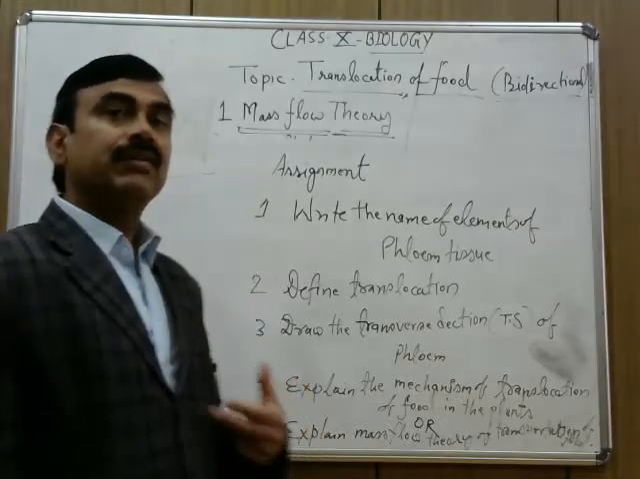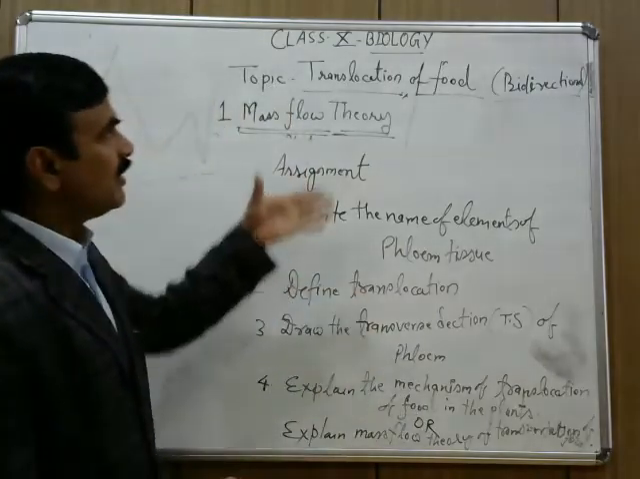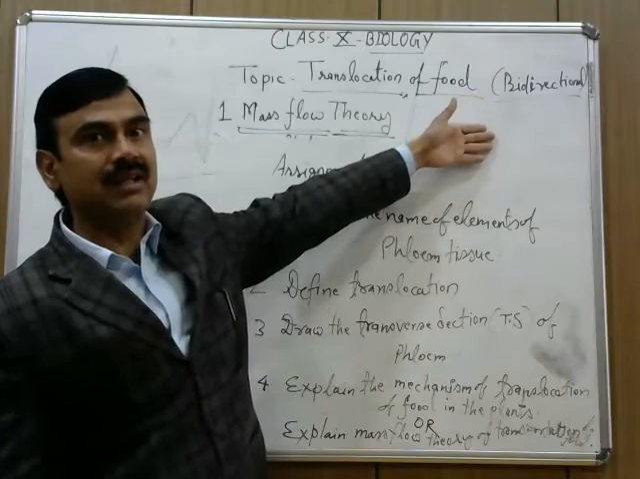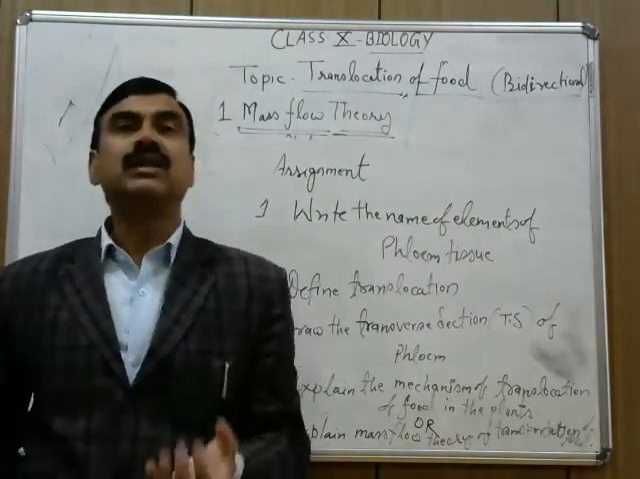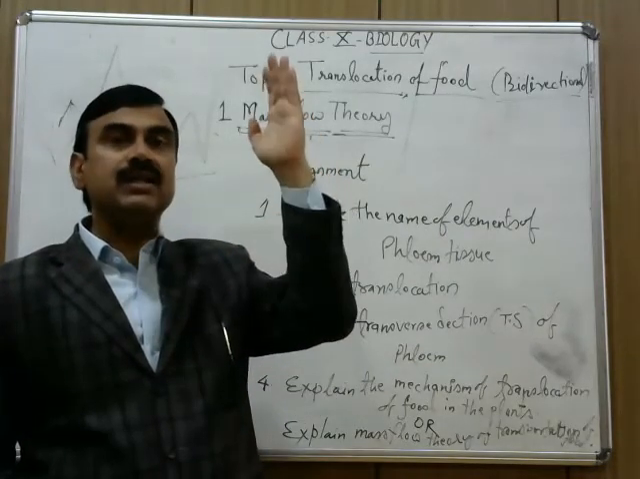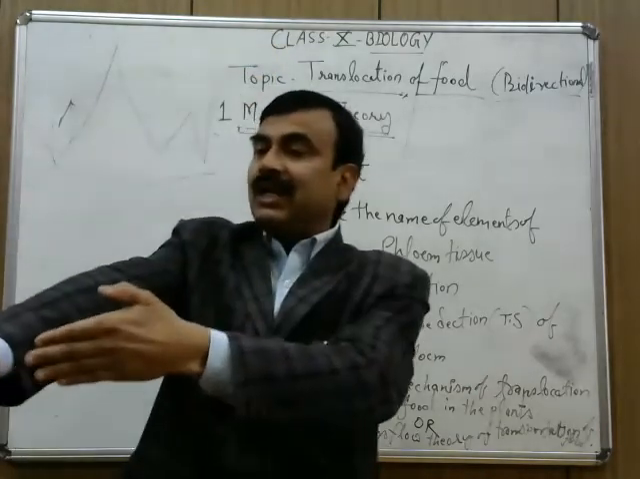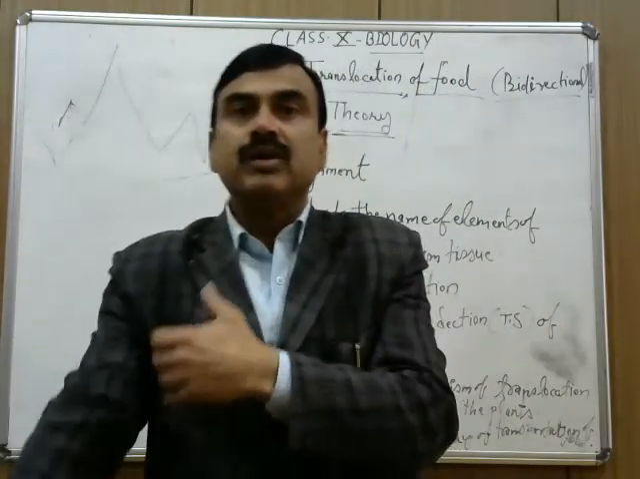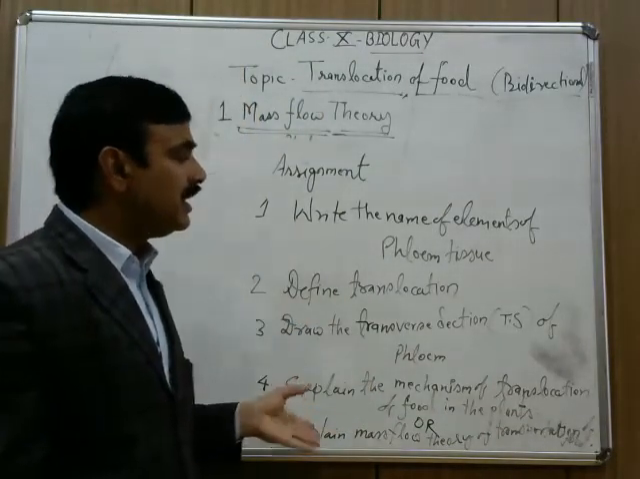And after that, a very important segment of the translocation of food is that it is bidirectional. It is not unidirectional, you must remember. There would be a question of why it is bidirectional: because the leaf is not always at the tip or the apical region at the top, it is also at parallel sides. So it can transfer the food upward and downward. With the help of the mass flow theory, you can easily explain this.